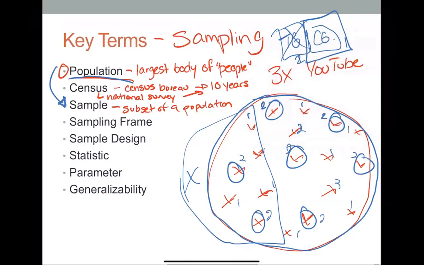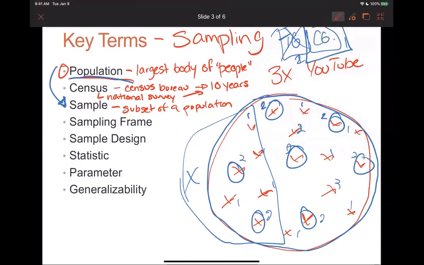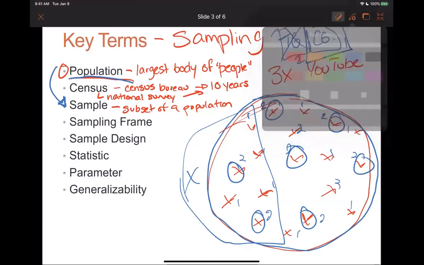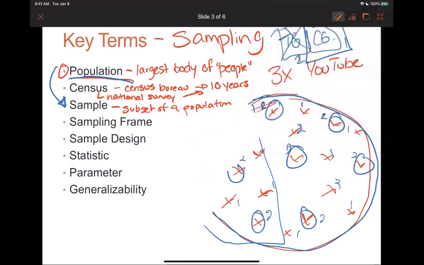Sampling frame. Clear up some space here.